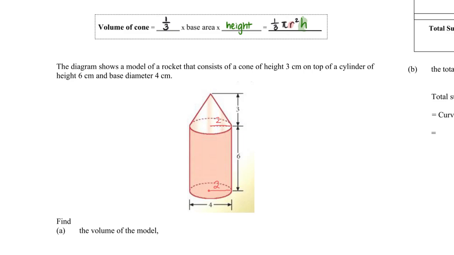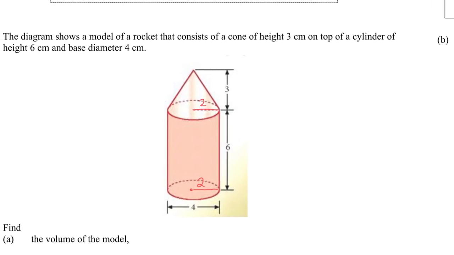Using the volume of the cone, 1/3 times base area times height. So I'm going to just write it on top here. The volume of the cone, I'm going to use probably the blue color. The volume here will be equals to 1/3 base area pi r square. r is 2. Height of the cone is 3.